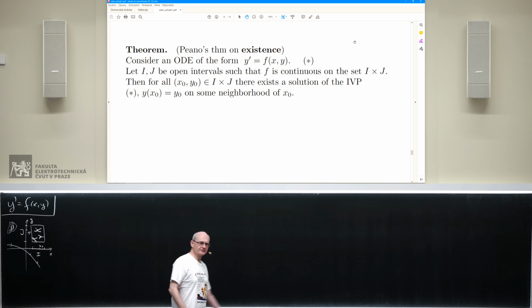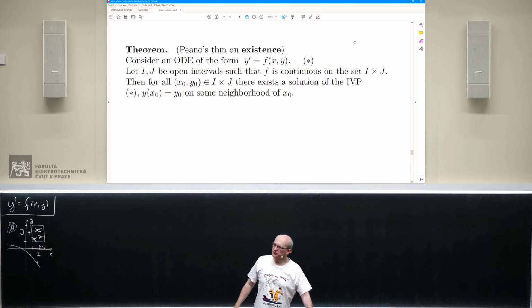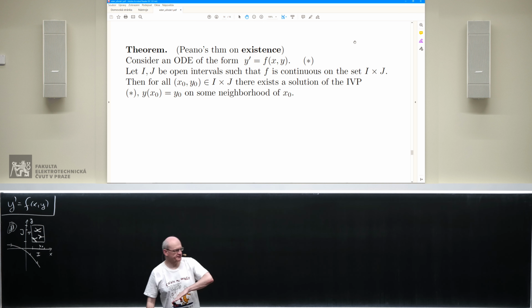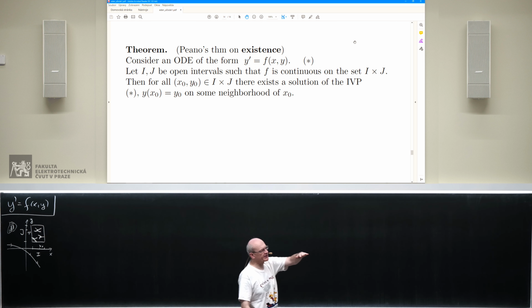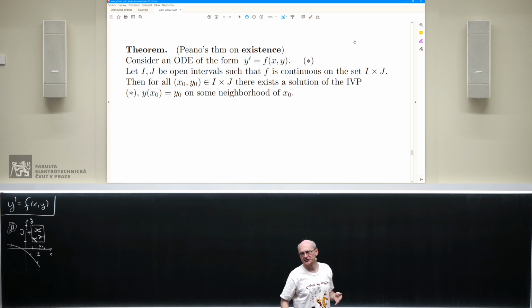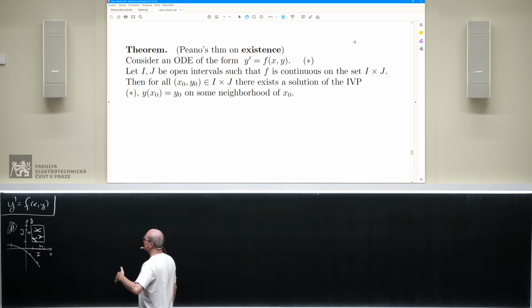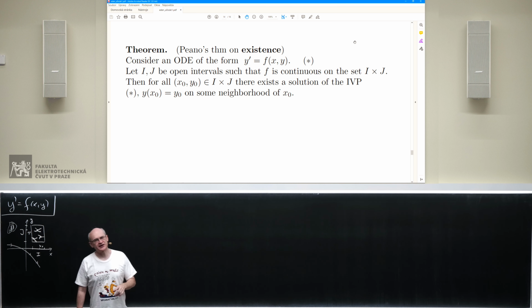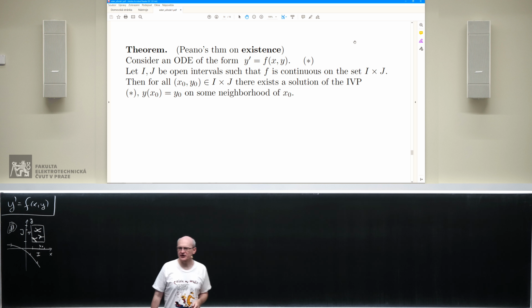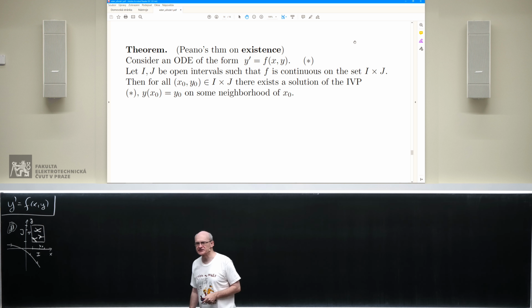Like when you throw a stone or a chalk, it would be really unpleasant if this chalk was flying and suddenly said, okay, wait a minute, do I feel like going this way or that way? We do not expect things like that in applications. So in applications, uniqueness is usually very important, and the Peano theorem is not strong enough to guarantee uniqueness. But still, it's a good starting point.